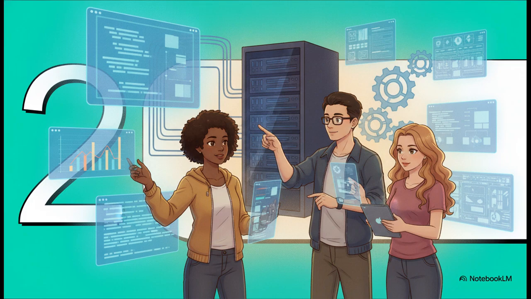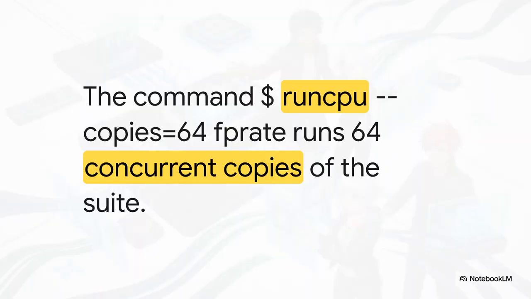Moving right along to Section 2, Mastering Basic Syntax. Let's look at options, suites, and tags. Now, what if you want to scale up? Well, we can easily tweak that base command. Instead of a single benchmark, we just add an option flag, like --copies=64. And instead of one test name, we specify an entire suite, like fprate. Just like that, this single line of code tells the system to run 64 concurrent copies of every single floating point rate benchmark in that suite. Talk about a massive jump in scale, right?